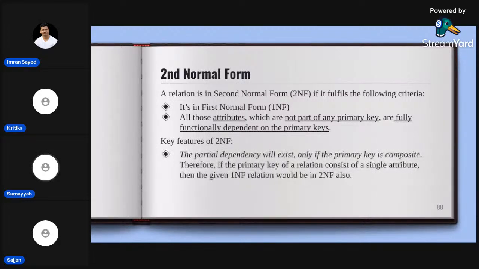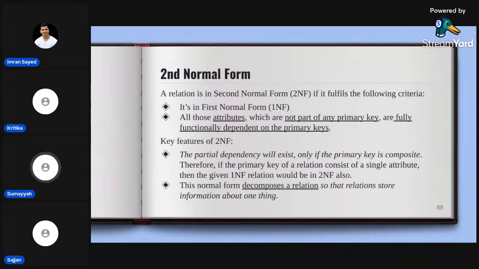Key features of 2NF: the partial dependency will exist only if the primary key is composite. Therefore, if the primary key of a relation consists of a single attribute, then the given 1NF relation would be in 2NF also. I wouldn't even care about remembering this. I'll just write this. It's just confusing.